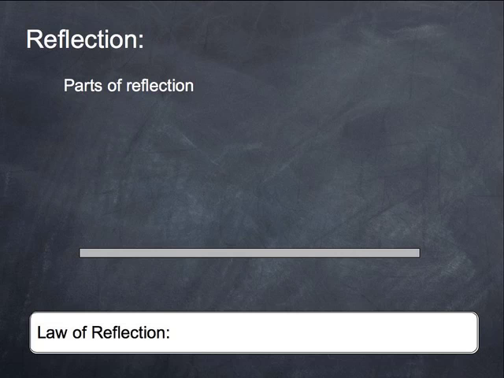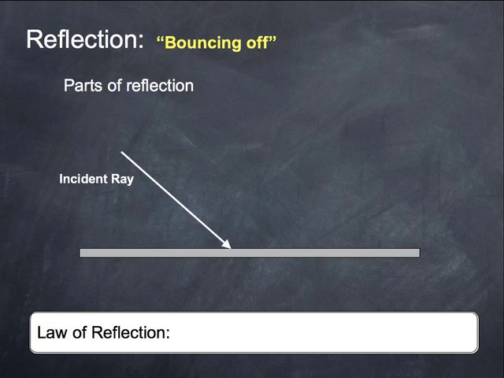All right. So, when light reflects, what does that mean? Bounces off. We have a couple terms that we use. The incoming light ray that's going to reflect off the surface is called the incident ray. If we draw a line perpendicular to the surface where that incoming ray hits, we call that the normal.